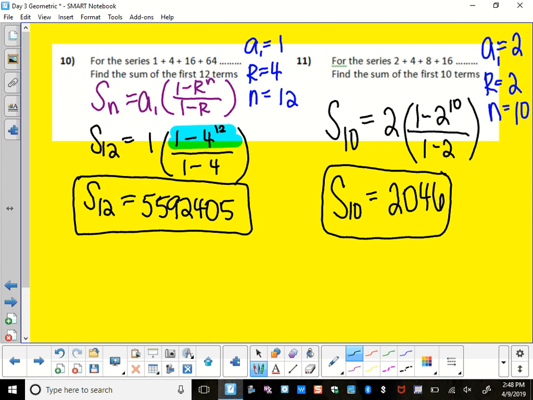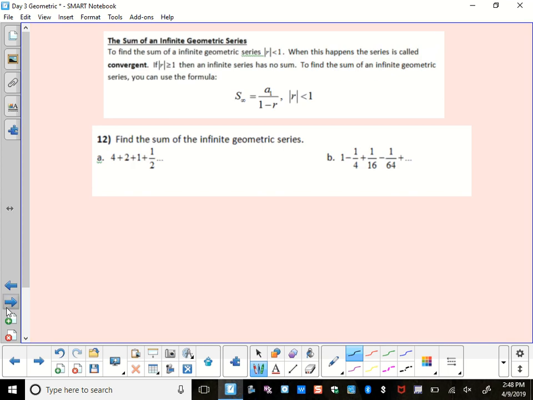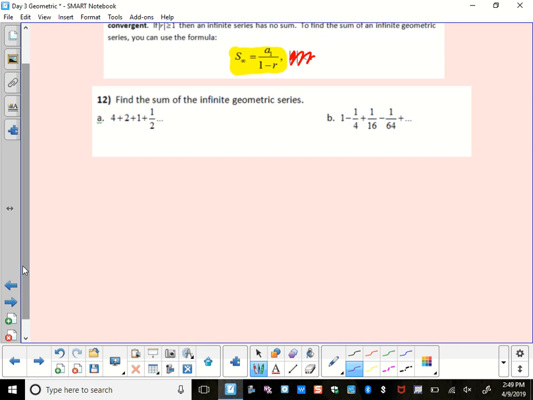All right, last but not least, here's another formula. That's your last formula for sum. It says the sum of an infinite geometric series. So the part that you need to know is this first part here. I'm not worried about all of this. The way that we know that we use the last formula is on what it says. It says find the sum of the infinite geometric series.